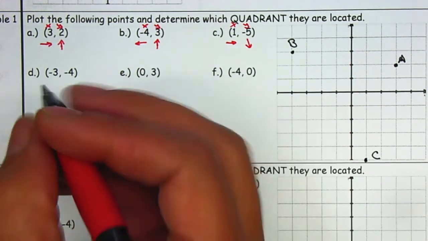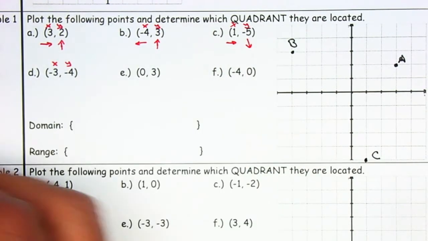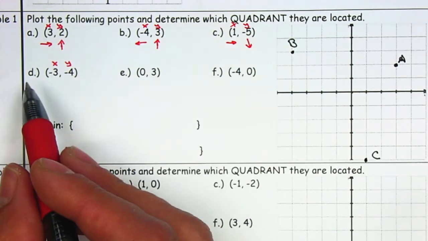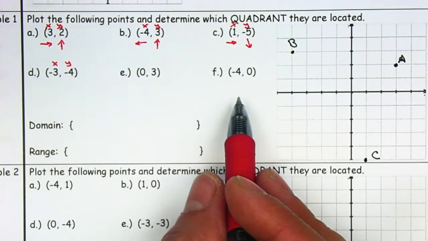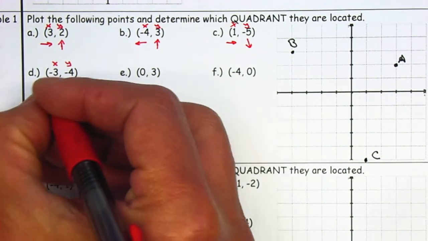And yes, you must write down your X and your Y above and your arrows as well for each of the points on the homework. Well, let's go and do letter D and E and F, and I'll let you guys work on example number 2 by yourselves.